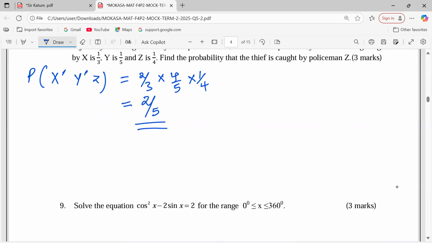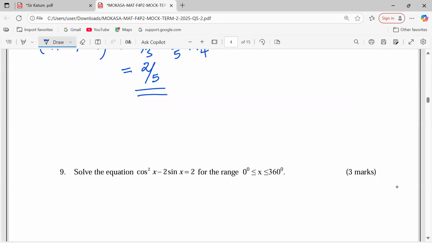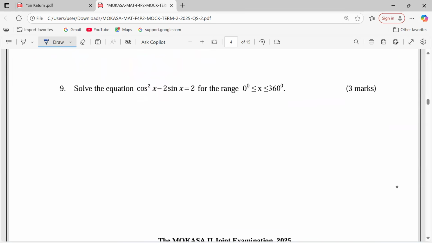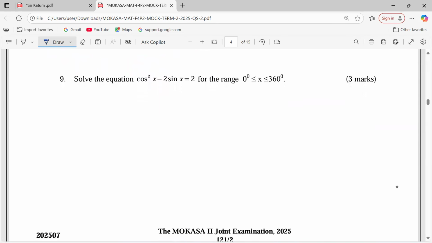As we proceed now to number 9, yeah, we are proceeding very quickly. In number 9, we are told to solve the equation cosine squared of x minus 2 sine x equals 2 for the range of values of x between 0 and positive 360.